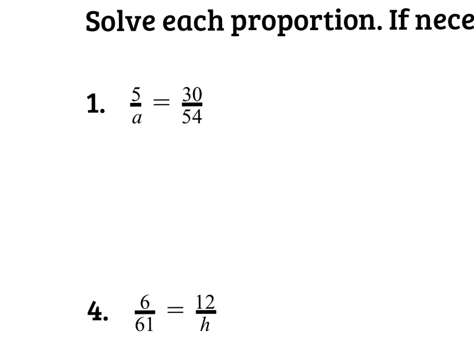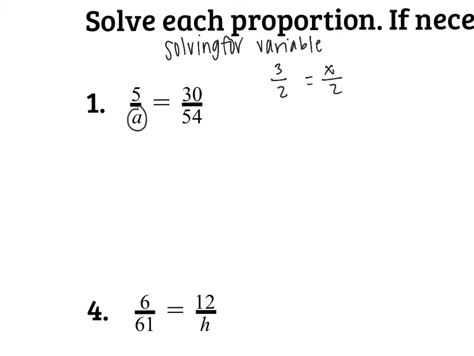Our goal is we want to know what is a. We're solving for the variable. Okay, and when we think of fractions, no one really likes fractions, right? But what if I told you we have 3 over 2 equals x over 2? Well, obviously we know x would have to be 3 because they have the same denominator. So our goal is to get the same denominator.